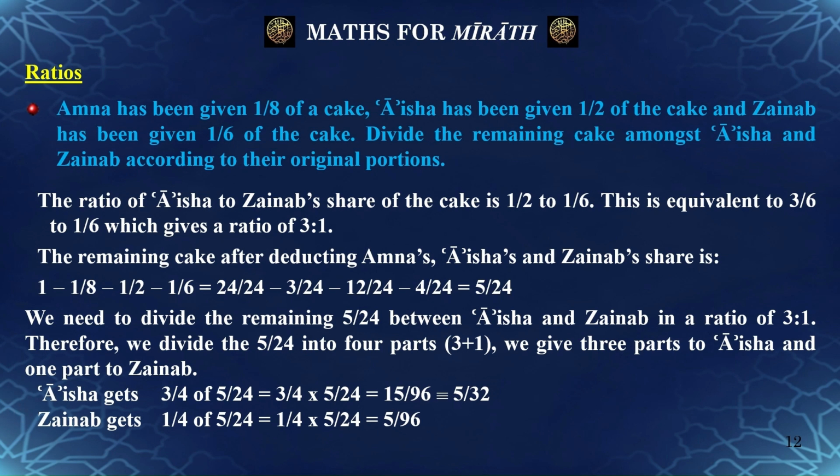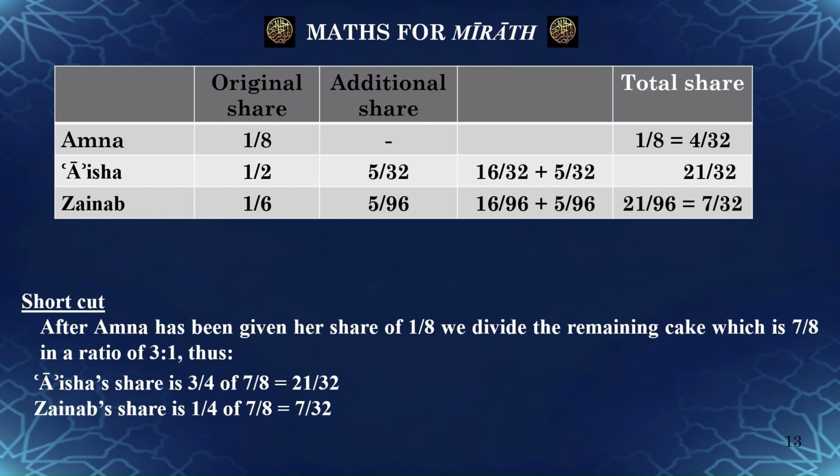We can see the final distribution in the table. Amna gets 4/32, Aisha gets 21/32, and Zainab gets 7/32. Again, let's look at the shortcut method.